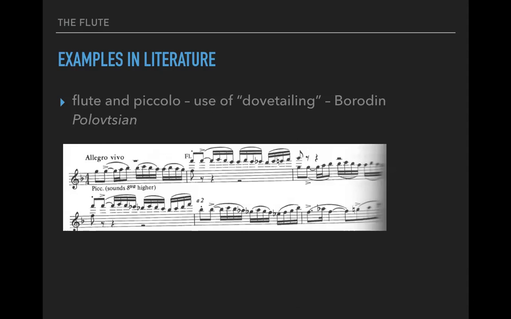dovetailing between flute and piccolo. Interesting. So remember that this G, the resulting sound would be an octave higher. And then when the flute comes in, it's as if the instrument continues. The color would change slightly, but it would be very subtle. And it's very easy to dovetail from one instrument to another.